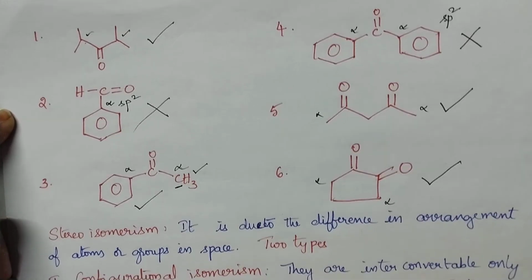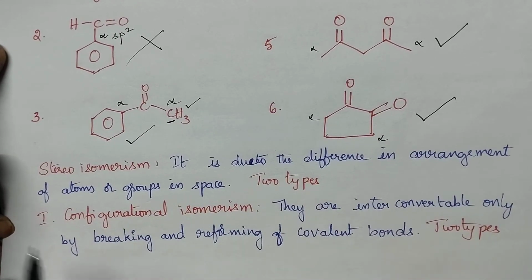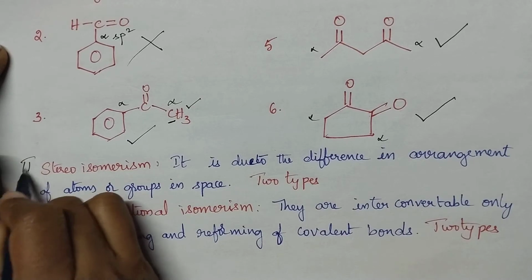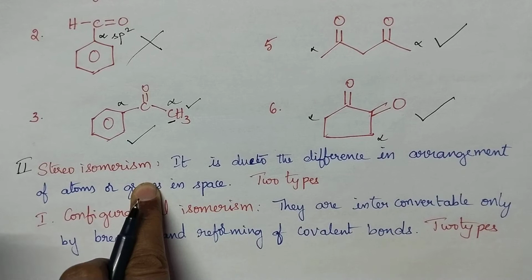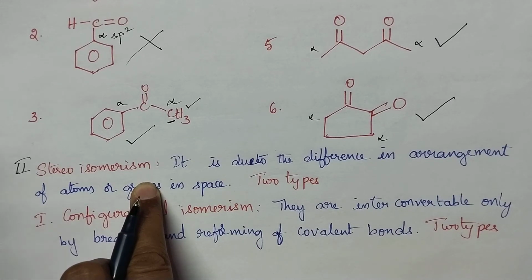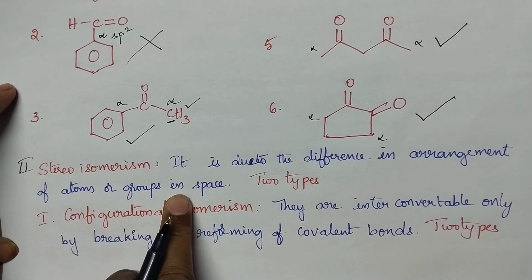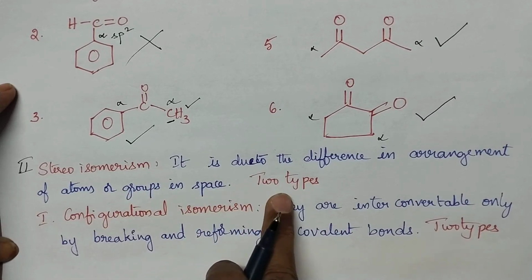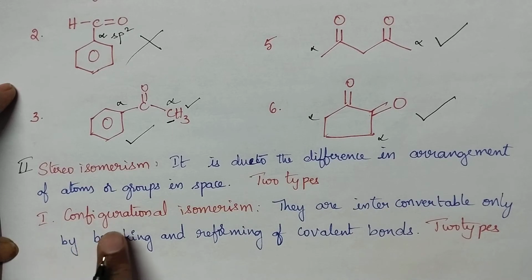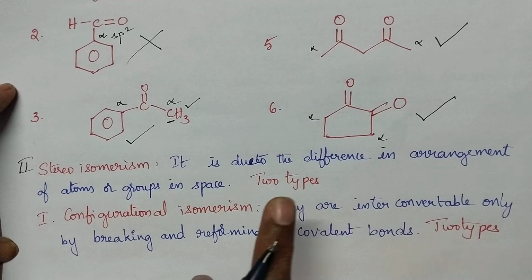Is it clear about the tautomerism? Especially keto-enol tautomerism. Next, let us discuss stereoisomerism. Stereoisomerism means they have the same molecular formula, even the structural formula is the same, but there will be some difference in the arrangement of atoms or groups in space. Is it clear? So again stereoisomerism is classified into two types. One is configurational isomerism and the second one is conformational isomerism.